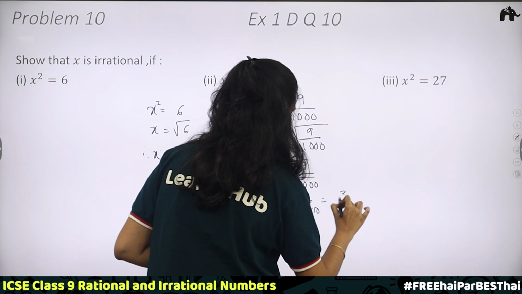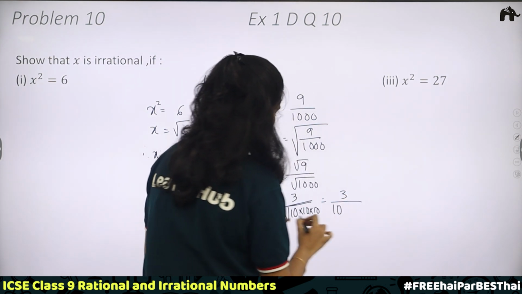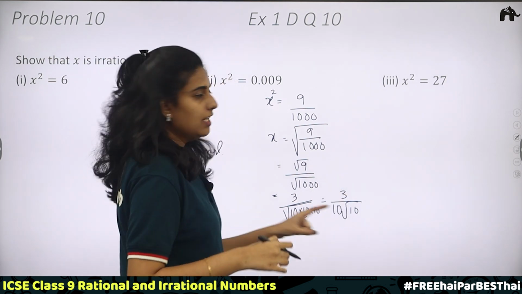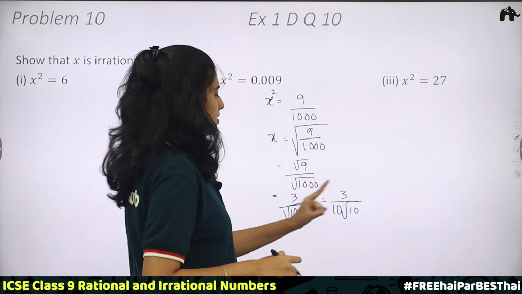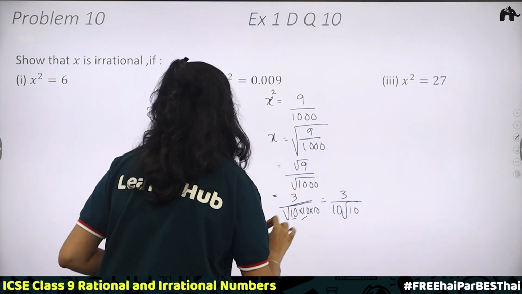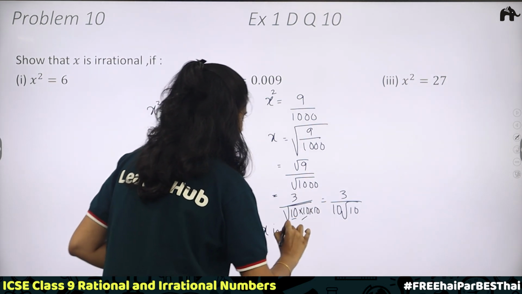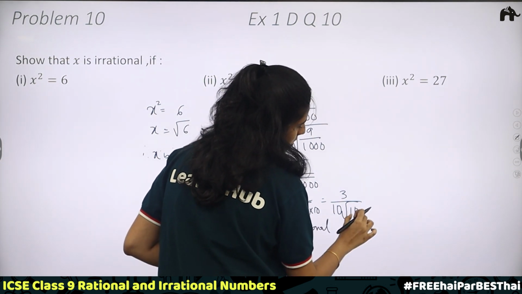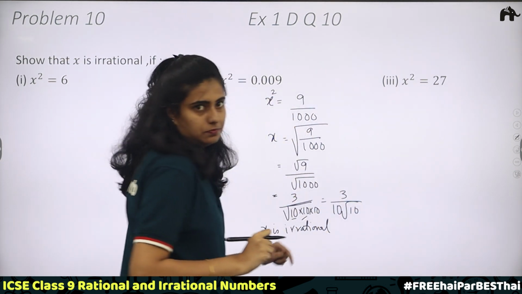will be equal to 3 divided by 10, which can be taken out. Then you have root 10. Okay, 3 divided by 10 root 10. What is this? This is an irrational number. Okay, so this is irrational. X is irrational. Here we have inside the root 10.